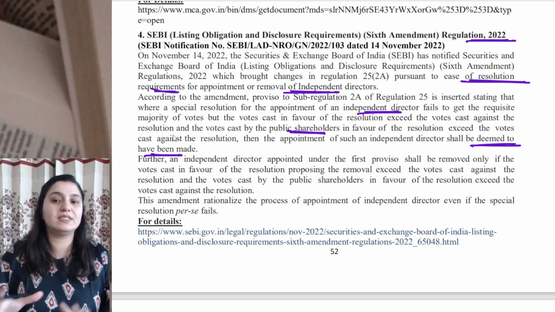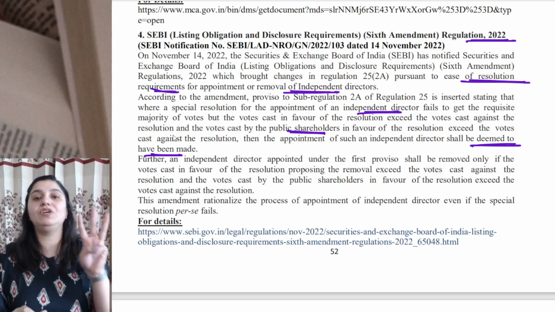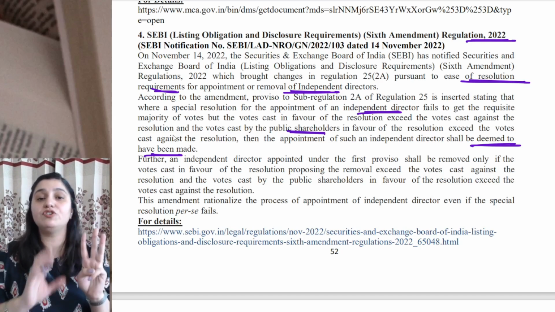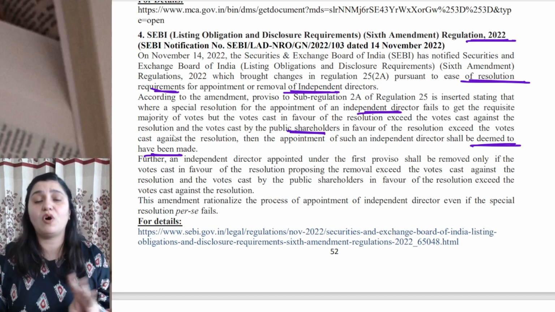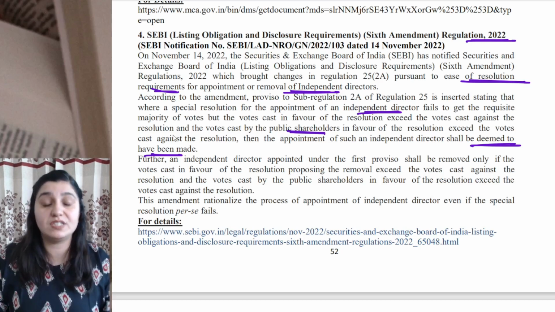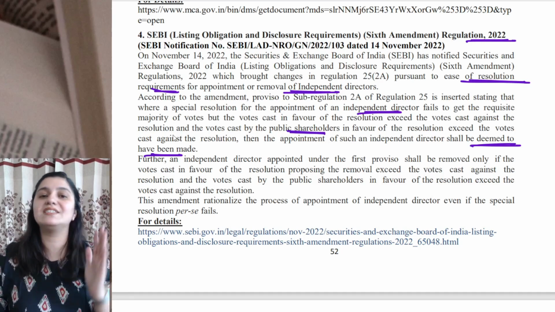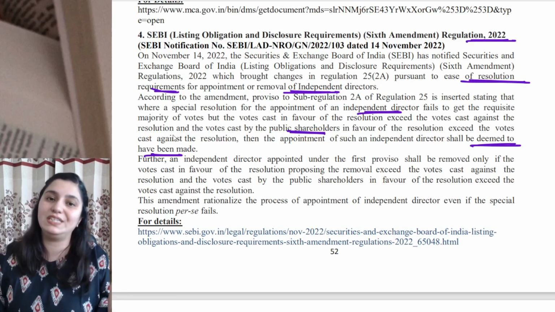Of course, we always consider that in case of special resolution, we need 3 times in favor. Votes in favor should be 3 times the votes against. So obviously they are way more. They say, okay, fine, even if they don't get special resolution, but in general, the votes in favor are more than votes against, then also the appointment will be deemed to happen.